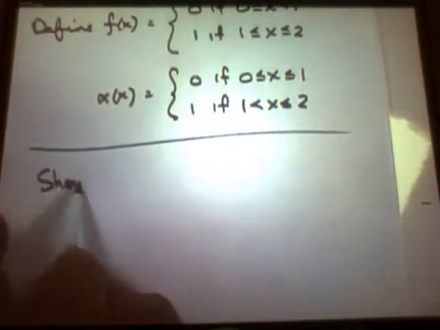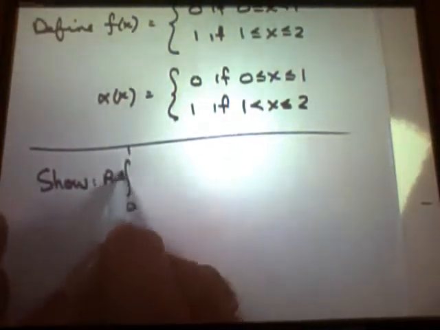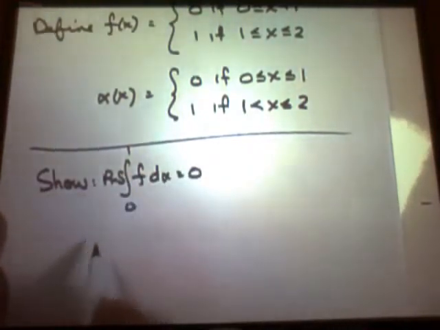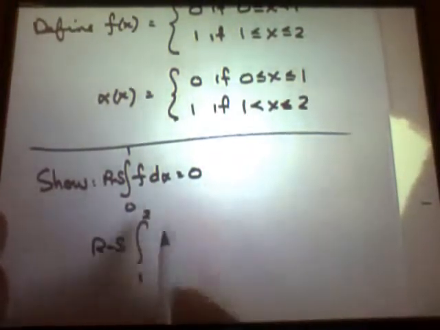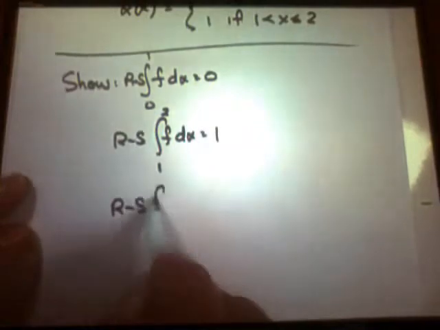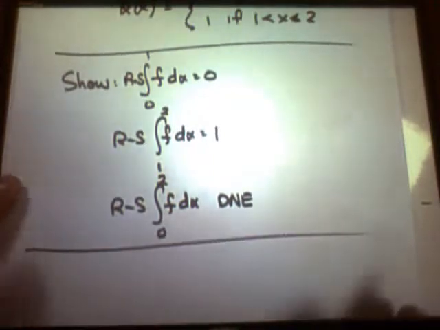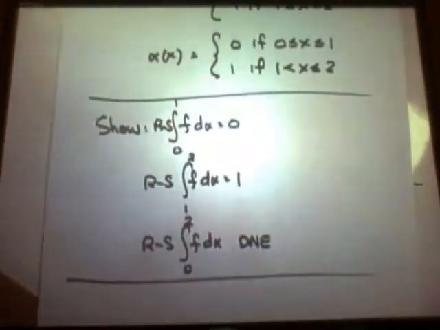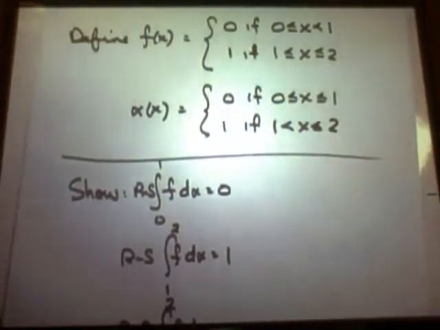We want to show the following things. We want to show that the Riemann-Stieltjes integral from 0 to 1 of f d alpha equals 0. We want to show the Riemann-Stieltjes integral from 1 to 2 of f d alpha is 1. And we want to show the Riemann-Stieltjes integral from 0 to 2 of f d alpha does not exist. Okay. So that's the definition of the function.